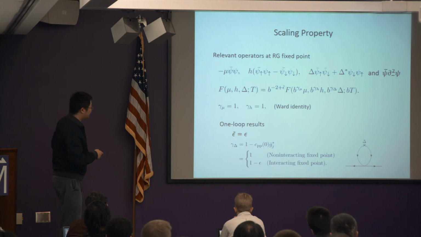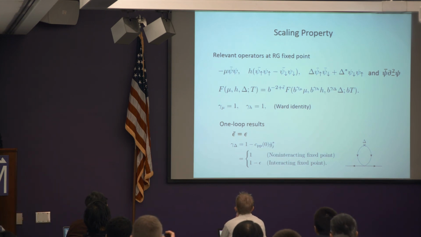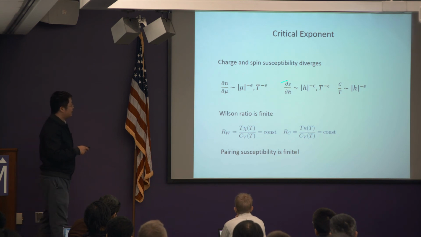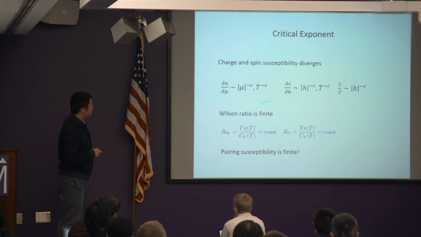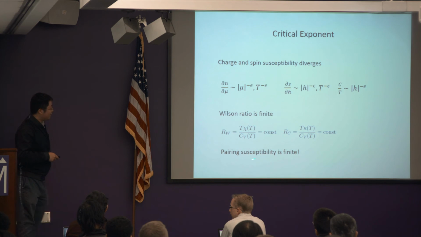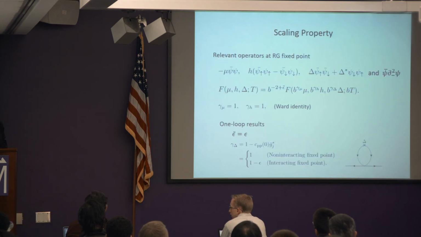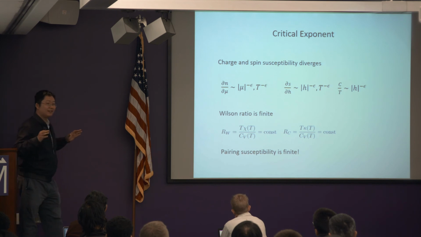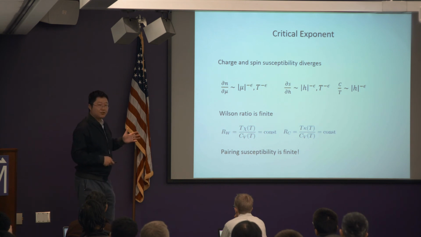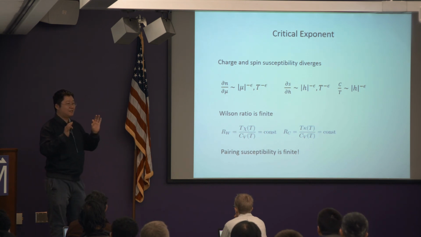So now, to what extent is this a non-Fermi liquid? If we look at, for example, the charge and the spin susceptibilities, they diverge, and the divergence exponent can be inferred from the scaling dimension of these operators. To one loop level, the charge and the spin susceptibility diverge, as well as the specific heat C over T, all with the same exponent as in the non-interacting case. However, the pairing susceptibility does not diverge. In the non-interacting limit, the pairing susceptibility also diverges with the same exponent, but with interactions, it does not diverge.